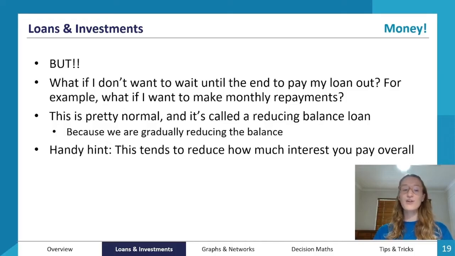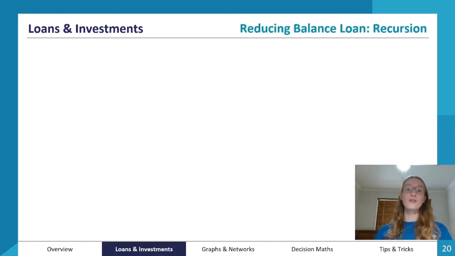And an interesting thing to note is that this actually tends to reduce how much interest you pay overall. If you let it compound again and again and wait until the loan grows and grows, and then you just choose to pay it out in one lump sum all at the end, you're actually probably going to end up paying a little bit more interest. Whereas if you make monthly repayments, the amount that they're charging interest on is slowly getting smaller and smaller, so you'll actually end up paying less interest overall in the long run, which is good news for a loan.